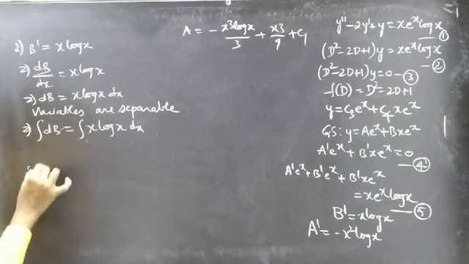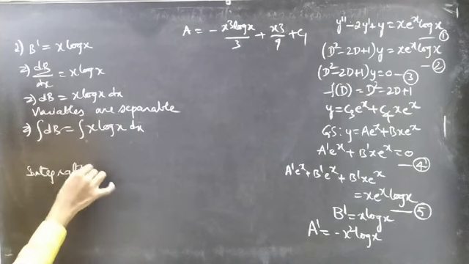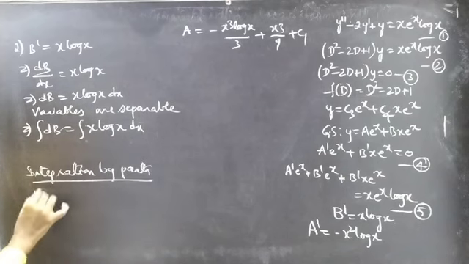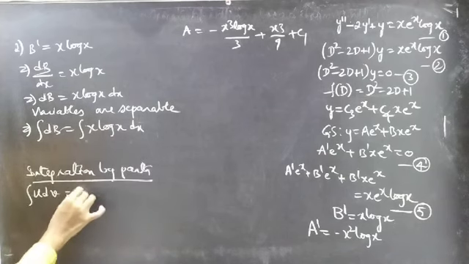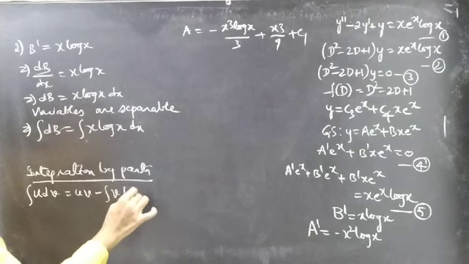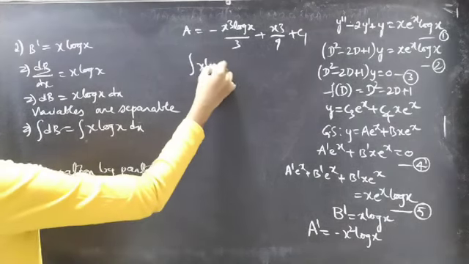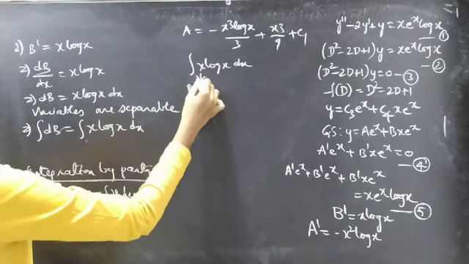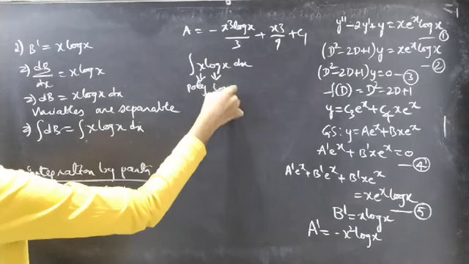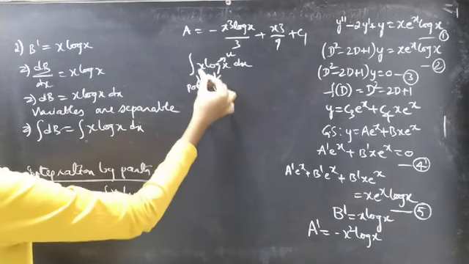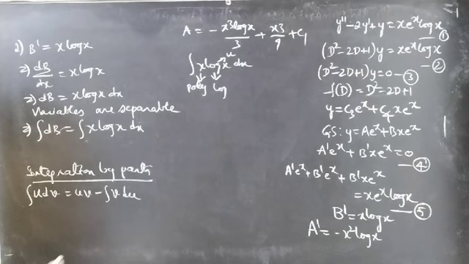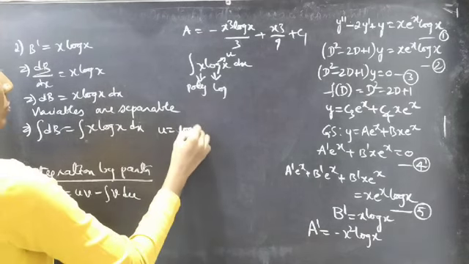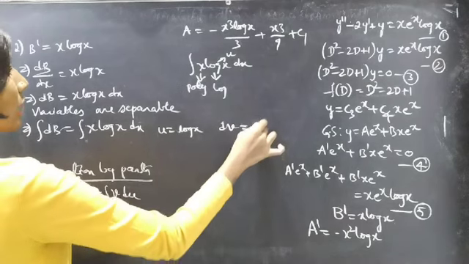We have the integration by parts formula. Integral u dv equals uv minus integral v du. Here the integrand is of the form of a product of a polynomial function into a logarithmic function. We'll consider the logarithmic function as u and the remaining part x dx as dv, right? We have u equal to log x and dv equal to x dx.